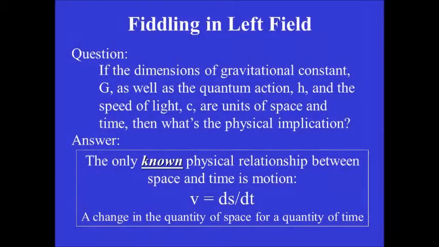But anyway, if we're going to fiddle in that field, what's the question we'd ask, given that Bohr has shown this unification of the measurement units? Well, let's say this. If the dimensions of the gravitational constant G, as well as the quantum action h, and the speed of light c are units of space and time, then what does this imply? Does it imply something?